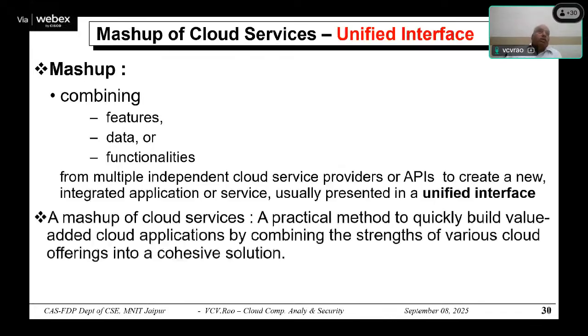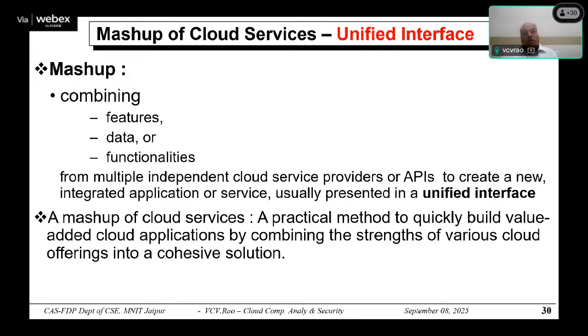Another new service that has come in the last 4 to 5 years is the mashup of cloud services, which has been around for the last 8 or 9 years. It means you can combine features, data, and functionalities from multiple different cloud service providers. This is especially true in the telecom domain, 5G, 6G, and the health domain, where you have audio, video, images, and plain text in the application, sitting at different cloud centers. Then how do you integrate them? What are the various clouds offering? All these things can be integrated and provided as a service. This is called a unified interface.